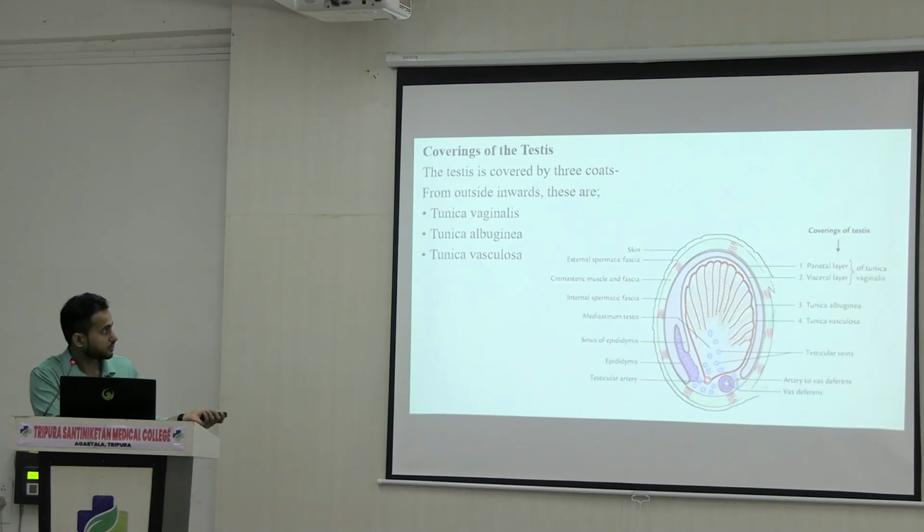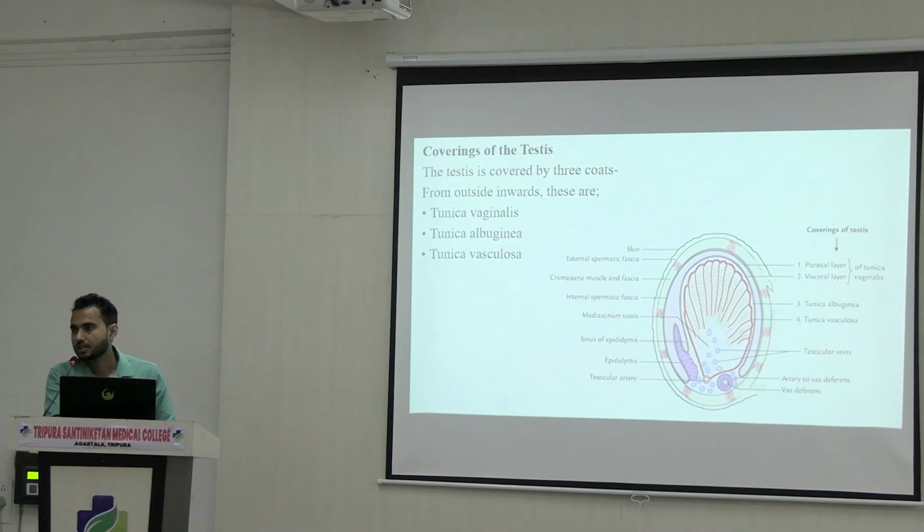Just now I have shown you, see, these are the lobules. Inside the lobules, a vascular coat is there, where the blood vessels are present. That is the tunica vasculosa. So like this, we have three layers covering the testis.